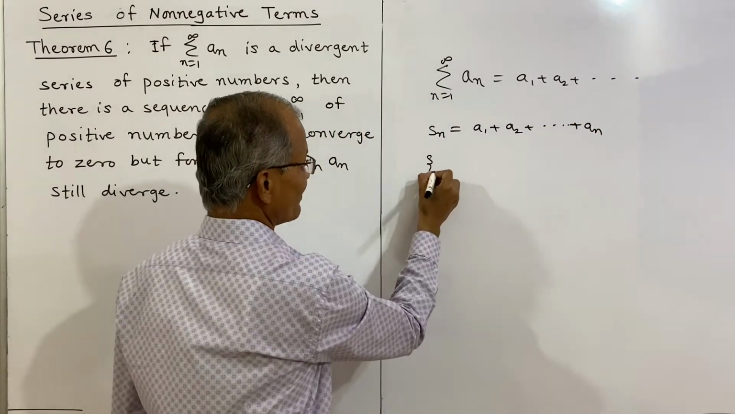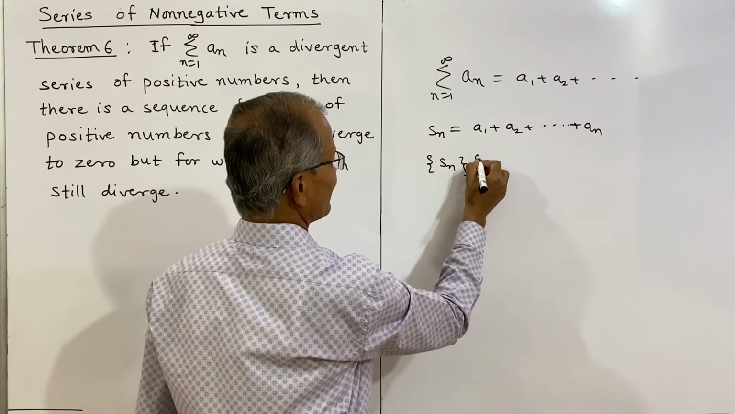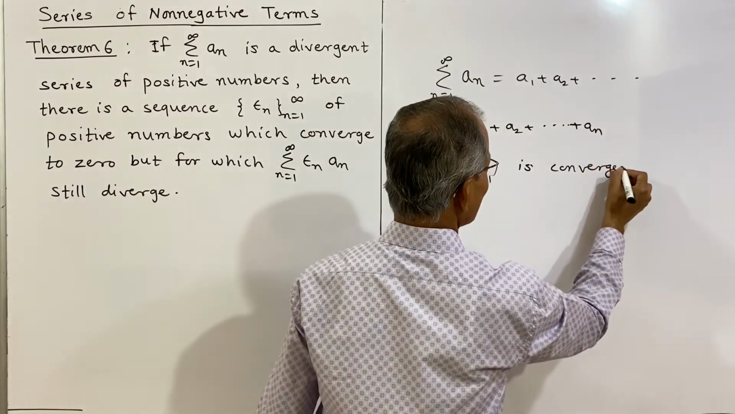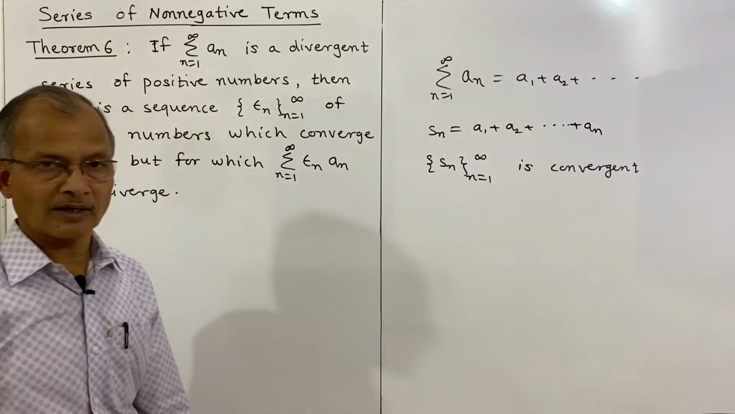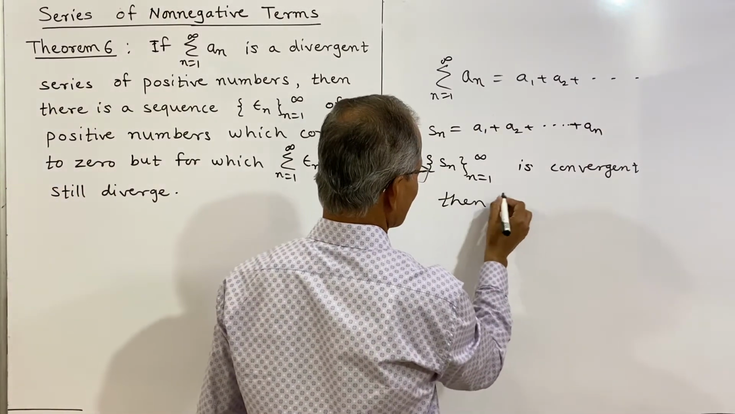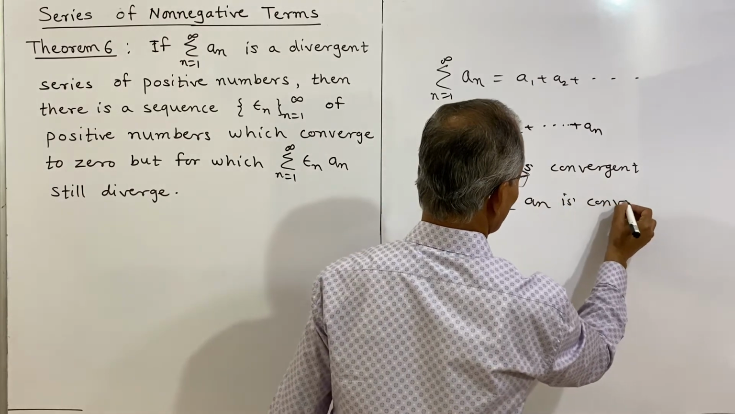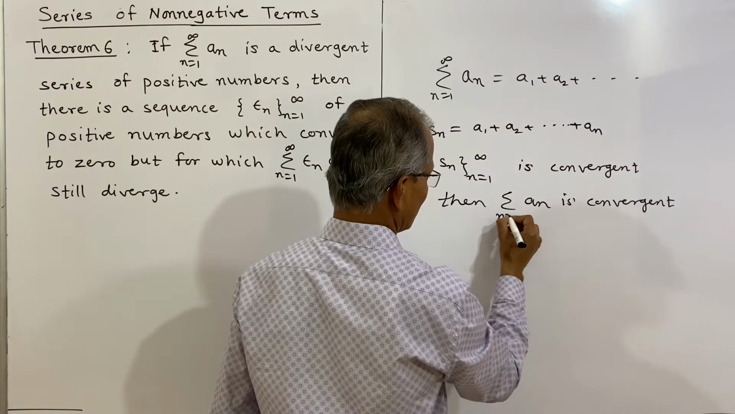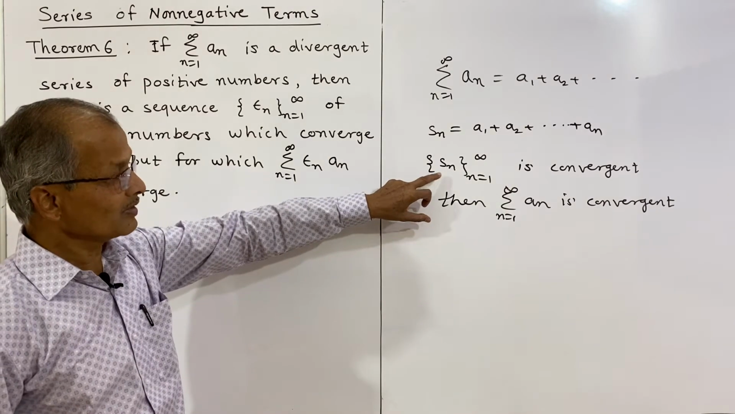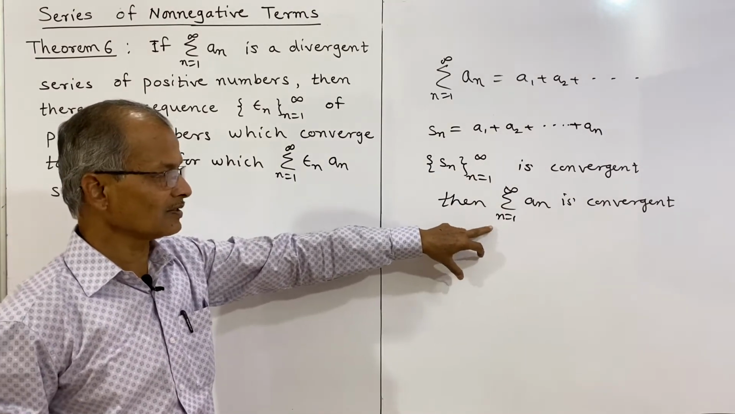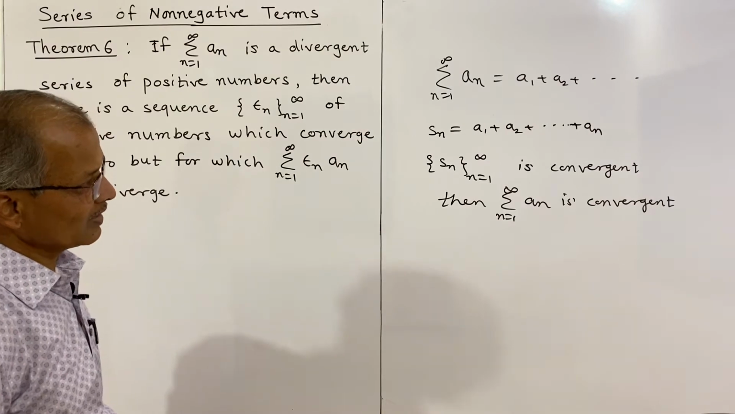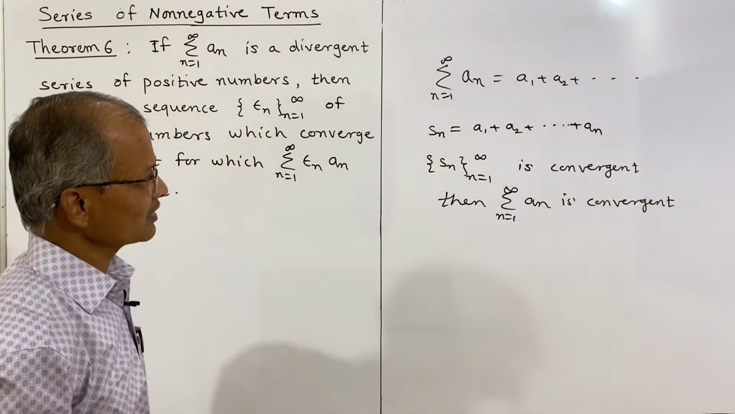And if this sequence Sn, as n takes value 1 to infinity, is convergent, then the series summation an, n takes value from 1 to infinity, is also convergent. So this is the definition for convergent series. And similarly, if this sequence Sn is divergent, we say the series sigma an is divergent. So this is about convergence of the series sigma an.